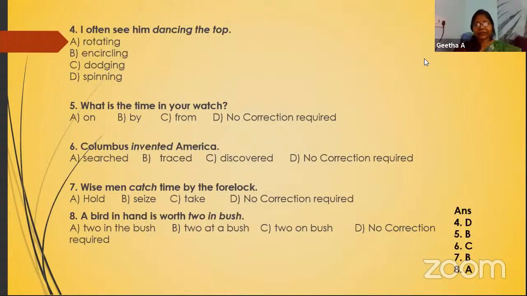And seventh is wise men seize time by the forelock. They seize the time by the forelock. That is the usual phrase they say, right? Yeah, seize. Seventh is seize. And the eighth one is a bird in hand is worth two in the bush. Actually, that is the phrase. Two in bush, or two at a bush, or two on bush is not right. That's a phrase. So that's how we go by it.